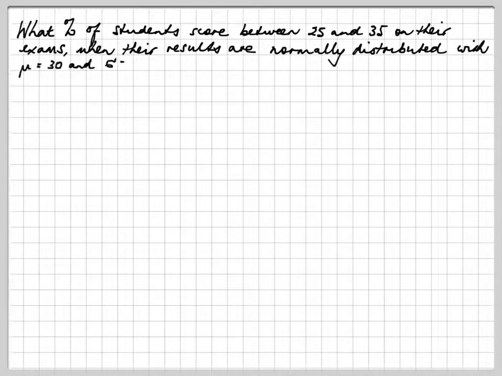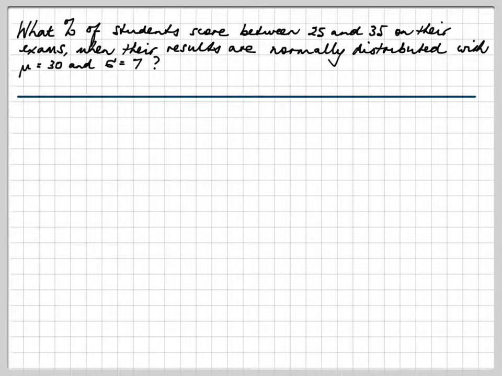Good. So what percentage of students, I couldn't be bothered typing this one out because I was getting tired, so I just wrote it out for you. What percentage of students score between 25 and 35 on their exams when the results are normally distributed with the same parameters, mu's 30 and sigma's 7? So, what would you say? Come on, have a guess. What percentage of students would score between 25 and 35? What do you think? Okay, lock it in.